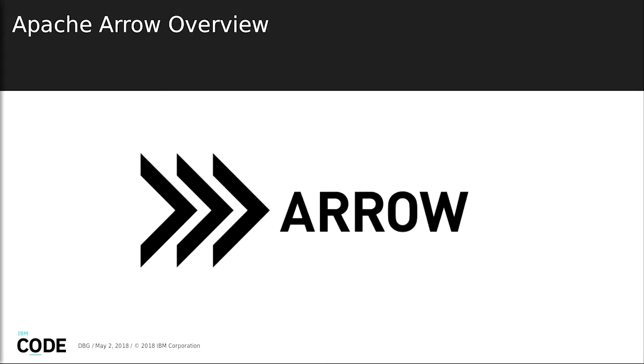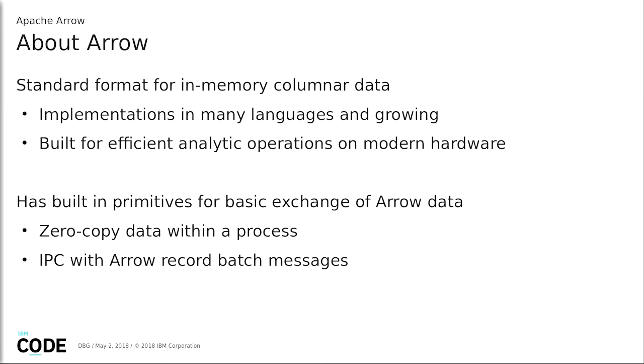So what is Arrow? Well, Arrow is a standard format for in-memory columnar data. The format itself is language agnostic, but there exist implementations in many different languages, including key languages like Java, C++, and Python, and also lots more growing. There's also Rust implementation, JavaScript, R, and more coming down the line.